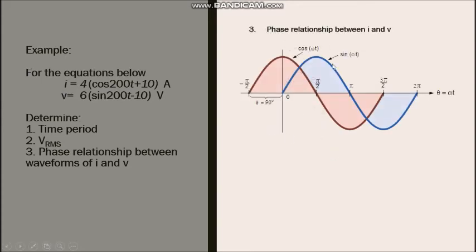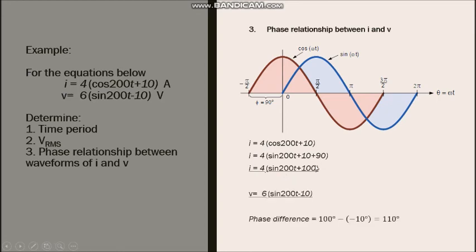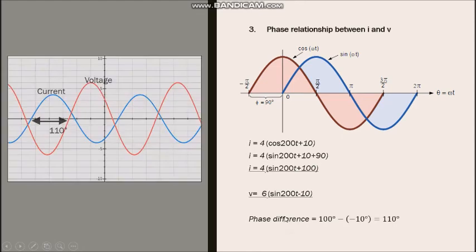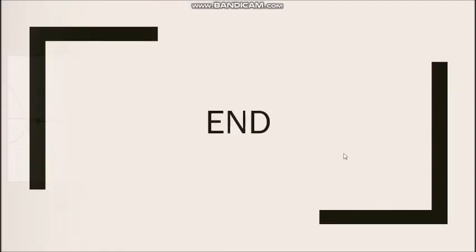Since we know that a sine wave is a cosine wave shifted to the right by 90 degrees, to convert the cosine function to a sine function, we add 90 degrees. And then we take the difference of the two angles to find the phase difference. Since the current is shifted to the left and the voltage waveform is shifted to the right, in this example the current leads.